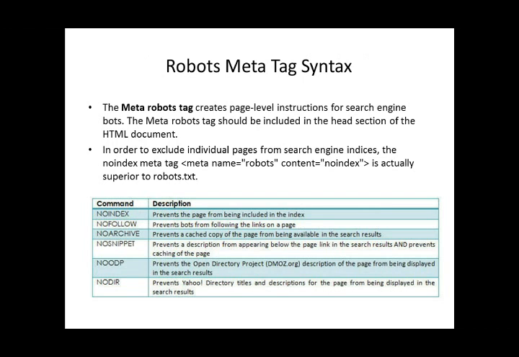Next we'll be talking about something called robots meta tag syntax. Ideally, the robots meta tag creates page-level instructions for Google search engine bots. It gives an indication to Googlebot that this is a page that needs to be crawled, or this is a page that should not be followed, should not be indexed or kept in its database. There are a lot of command instructions that can be given to the Google crawler when we are building a page or a website.